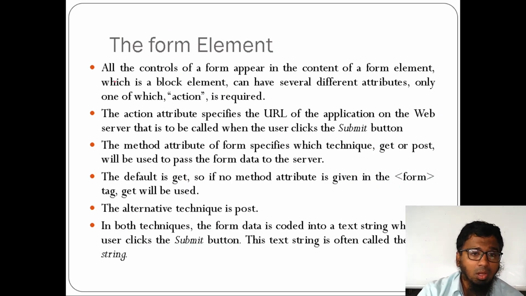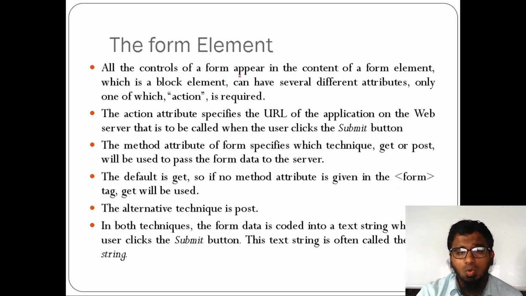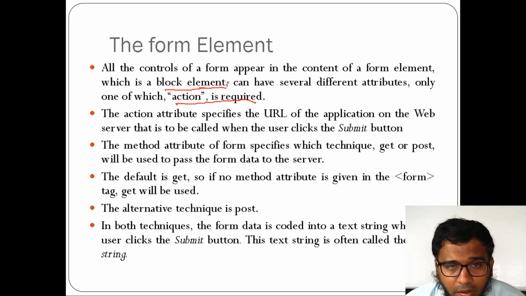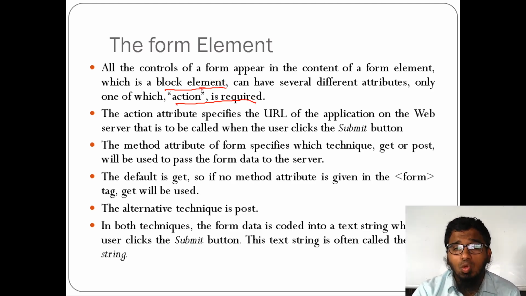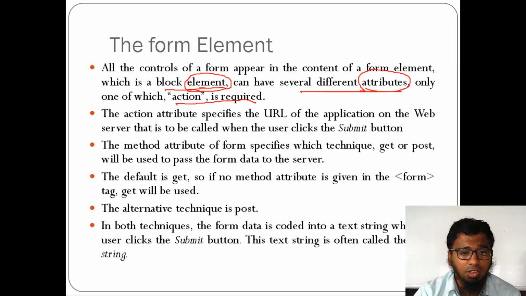Next, the form element. All the controls of the form appear in the content of the form element, which is a block element and can have several different attributes, only one of which, action, is required. Here the form element is a block element, and you can have different attributes, only one of which, action, is required. Already I told you the difference between attribute and element. Go to the previous classes and see.